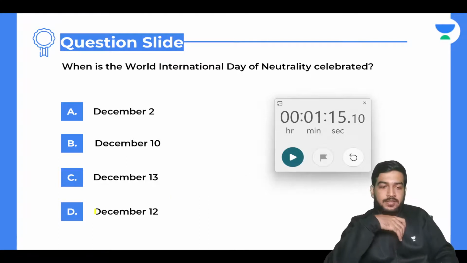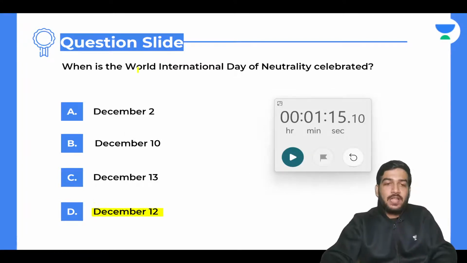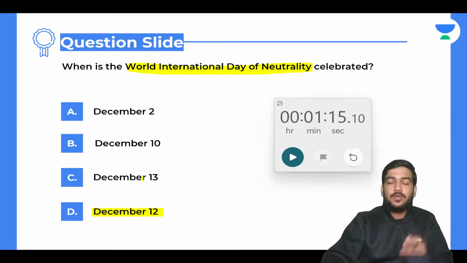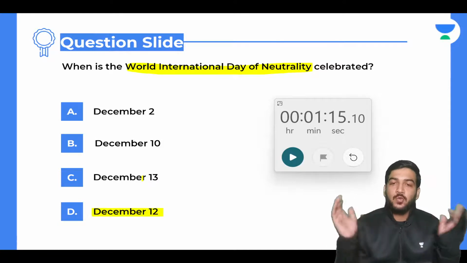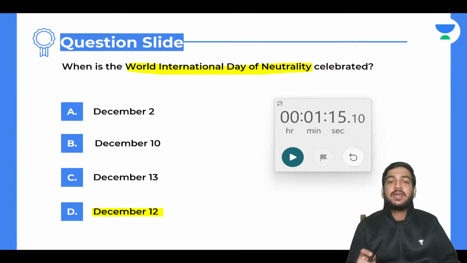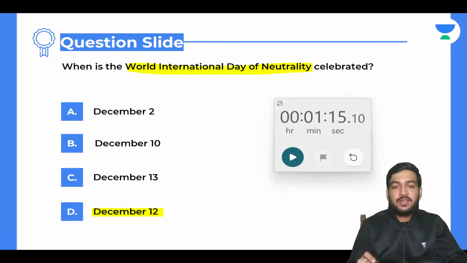So the answer to this question is December 12. On December 12, we celebrate the World International Day of Neutrality. Now, neutrality and non-alignment are two different things. Non-alignment is that you do not align with one alliance or the other, which is a military alliance. In neutrality, you declare to never interfere in the affairs of another. When we were non-aligned, we did interfere in the affairs of others.